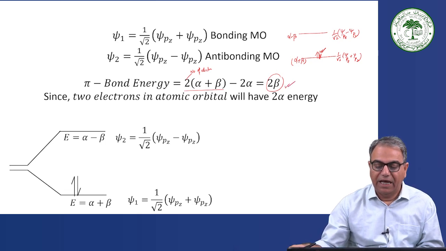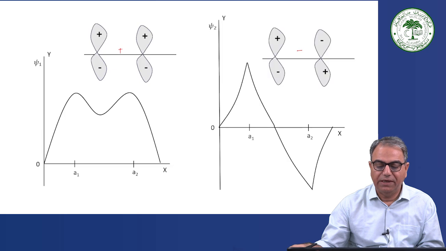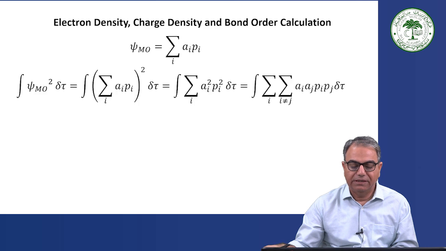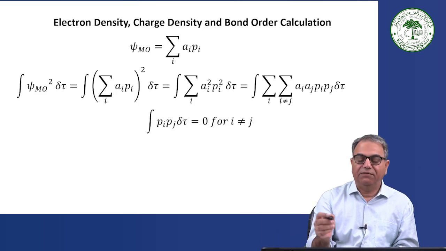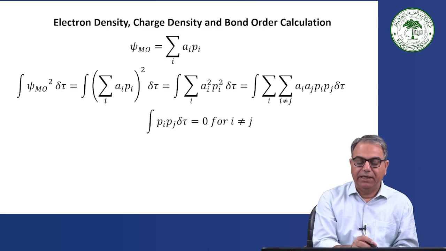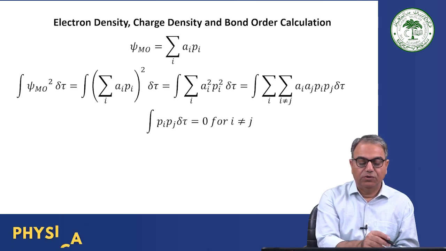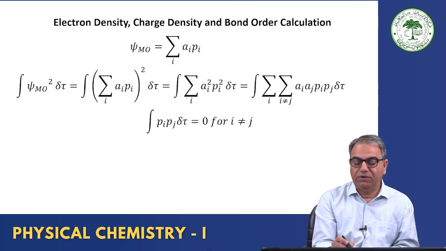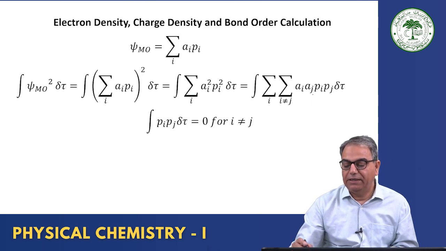Having done this, we can find out electron density, charge density, and bond order also. It is the same thing which I did earlier. There I have written A1 and A2, and here it is Ai. So, if you have the normalization condition, what do you write? Sum of Ai square, and this will be Ai Aj integral of psi i psi j d tau is equal to 0 when i is not equal to j.